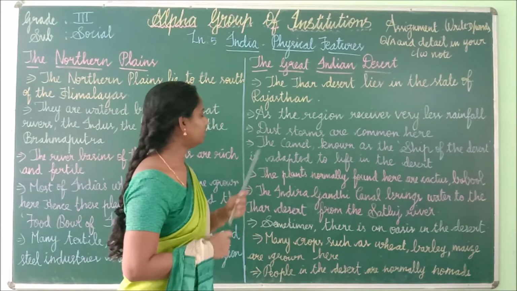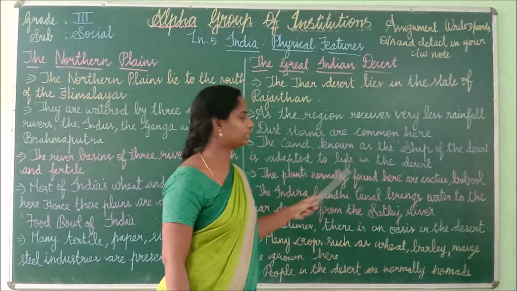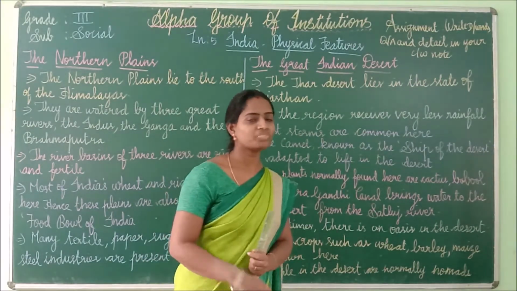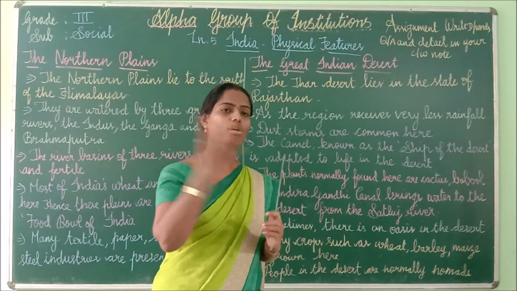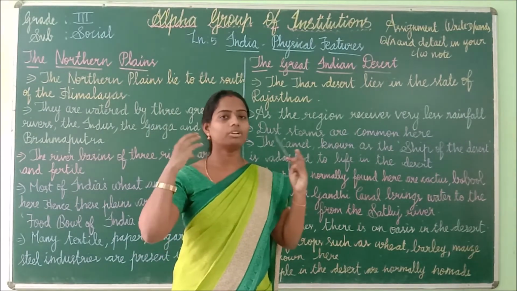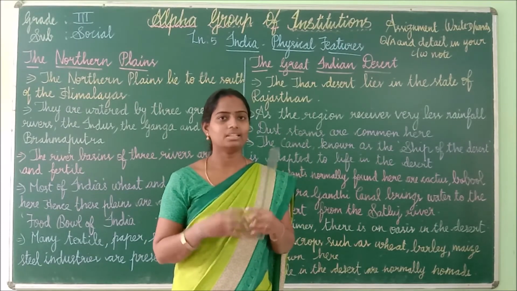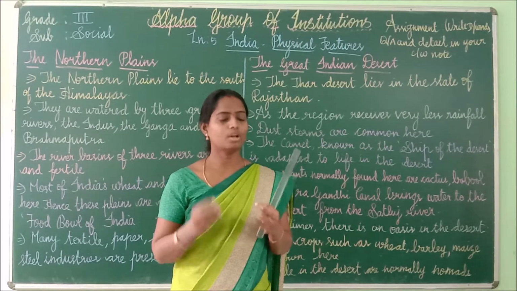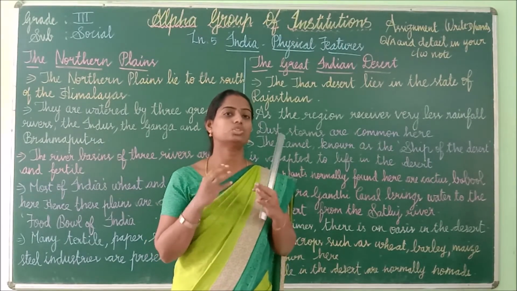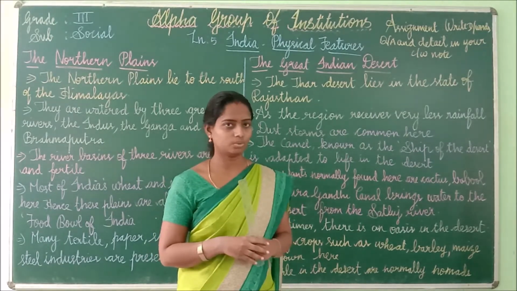Okay, and then the next point, dust storms are common here. What is it, children? Dust storms are common here. You all know about storms, isn't it? Speed of wind is the storm. Which type of storms will come here, children? It will be dust storms because it is mostly covered with sand, isn't it? Desert is mostly covered with sand. So the storms will also be of dust. So they call them dust storms, which are very common in this Thar desert region. Okay, children.